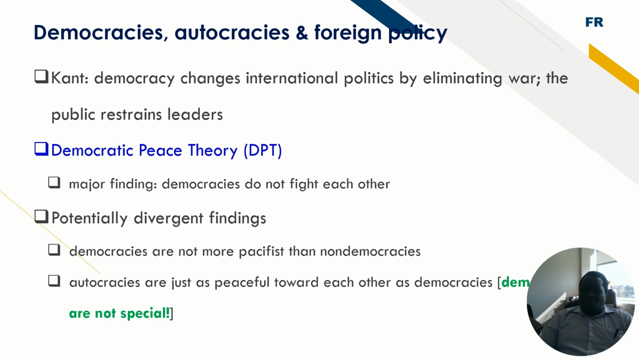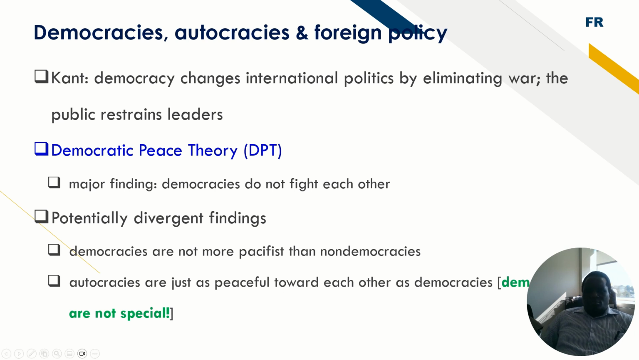Now, there's a difference between autocracies and democracies when it comes to foreign policy. And so the idea is that, according to Immanuel Kant, democracy changes international politics by eliminating war, because the public restrains the leaders, and the leaders are likely to pay a penalty for starting war. And so some of this can be seen to be attributable to the democratic peace theory, that no two democracies have ever gone to war with each other.